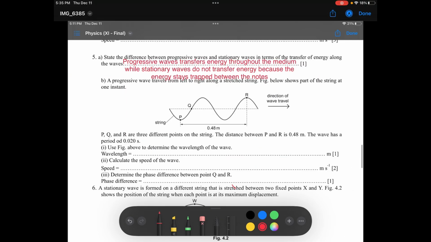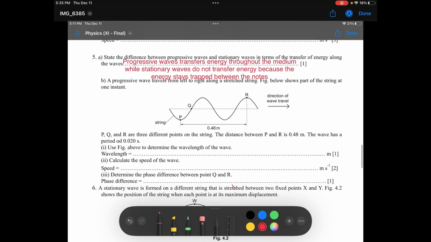For the third and final question, I will discuss number 5. 5A, state the difference between progressive waves and stationary waves in terms of the transfer of energy along the waves. The difference is progressive waves transfer energy throughout the medium, while stationary waves do not transfer energy because the energy stays trapped between the nodes.